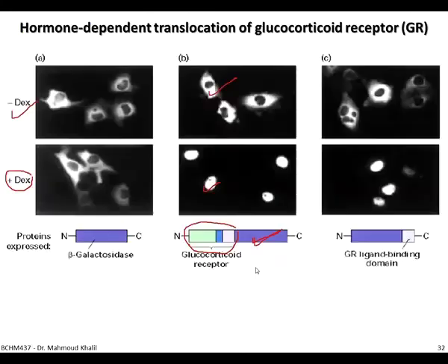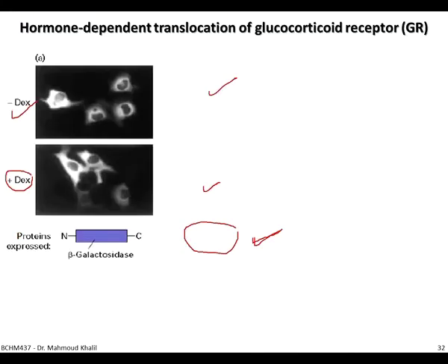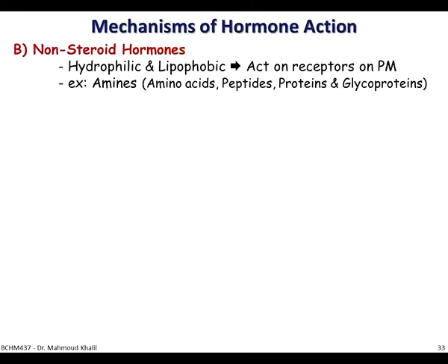So now we have talked about, as we said, the mechanism of action for steroid hormone. Now we'll talk about non-steroid hormone. These hormones are hydrophilic or lipophobic, and actually they don't act on the nuclear receptors. They act on receptors on the plasma membrane.